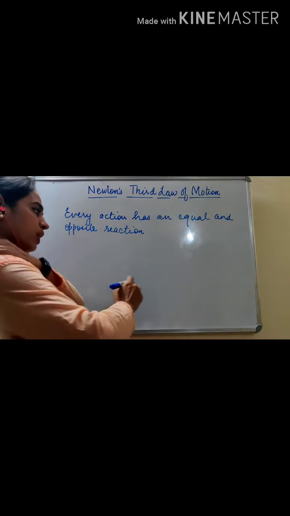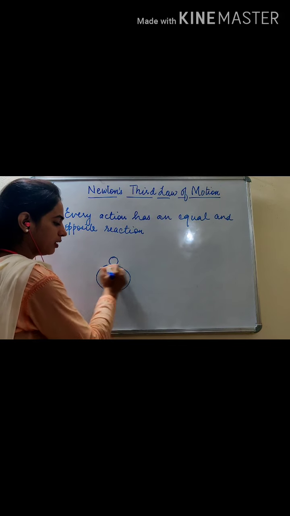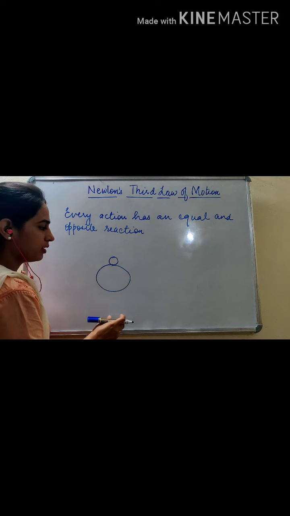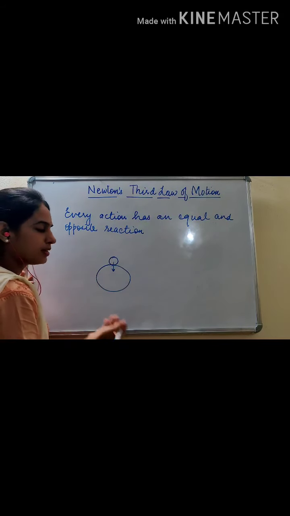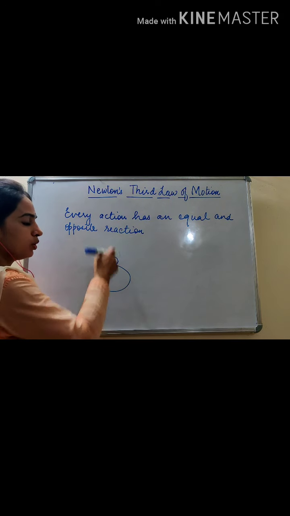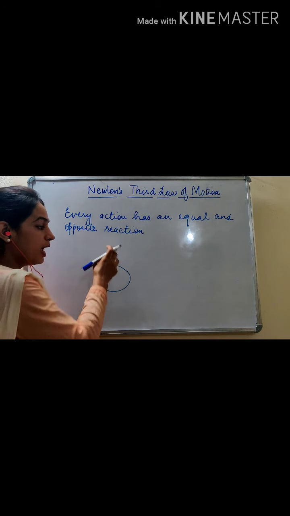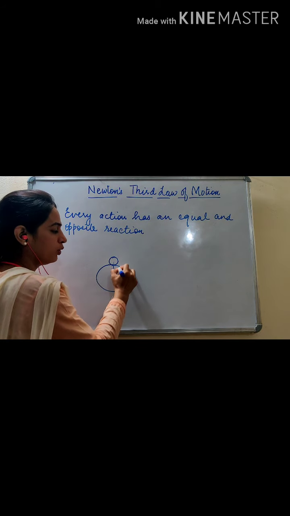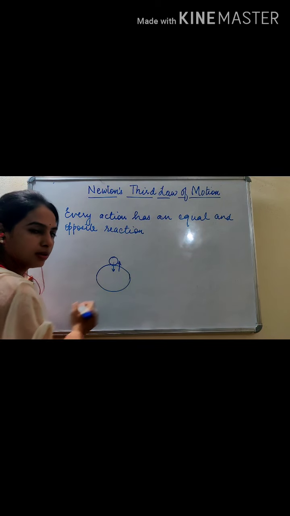So when the ball hits the ground, this is the ball for example, and this is the earth. When the ball hits the ground, the ball exerts a reaction force. Let us say, we can call any force as reaction or action. So the force exerted by the ball is, let us say, the action force, and because of this, according to Newton's third law, the reaction force is exerted by the earth.